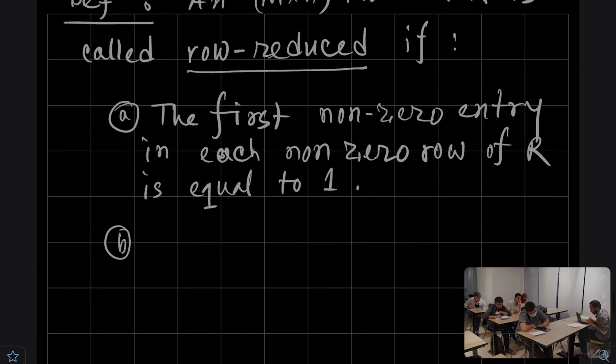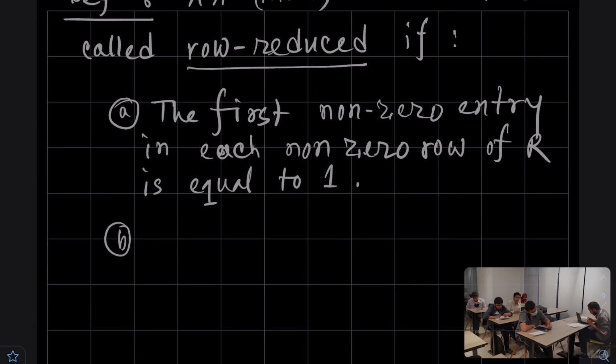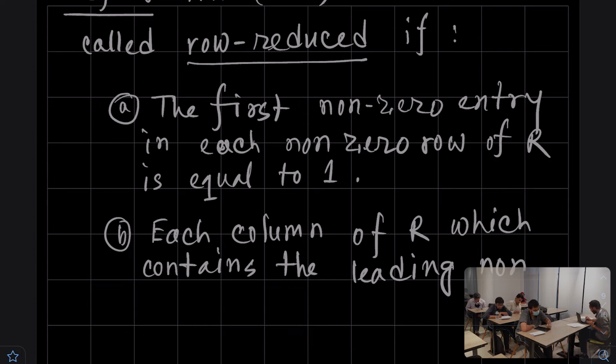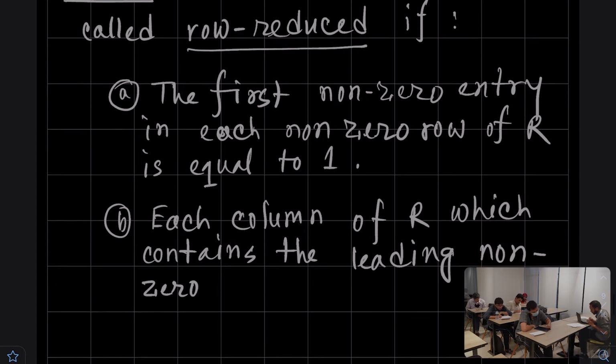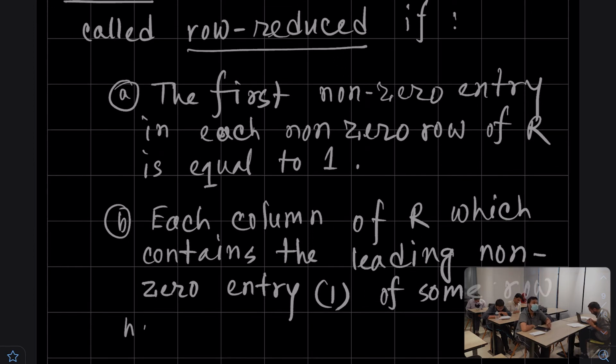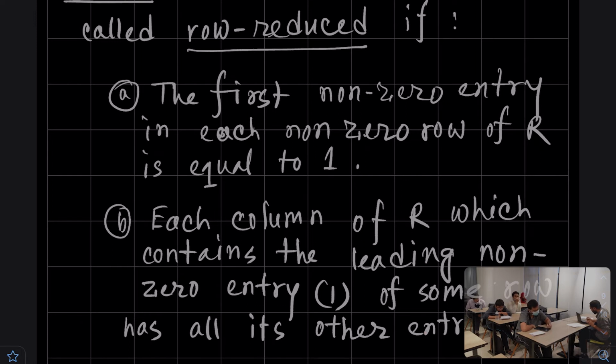Then the second condition is: each column of R which contains the leading non-zero entry 1 of some row has all its other entries 0.